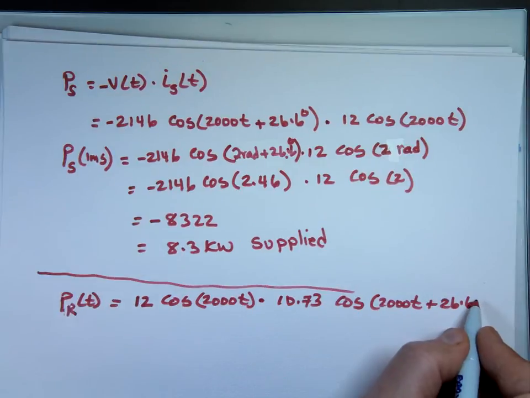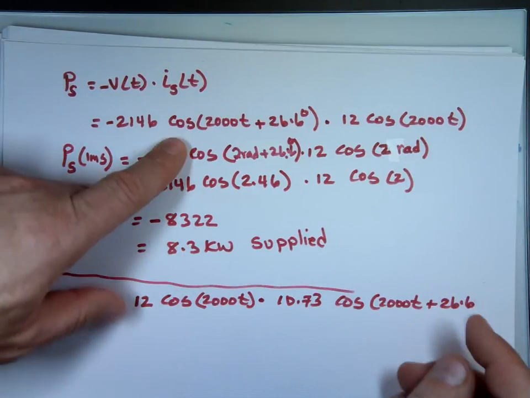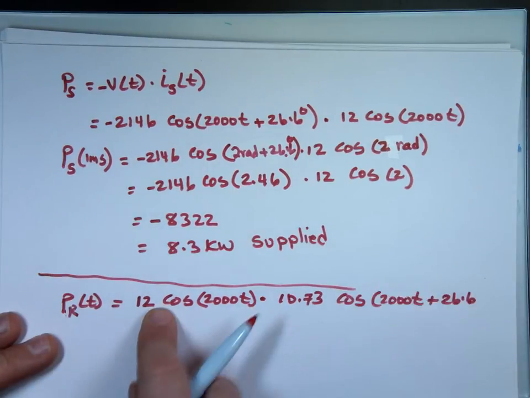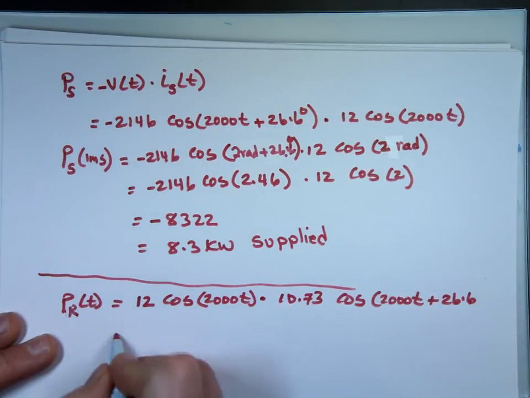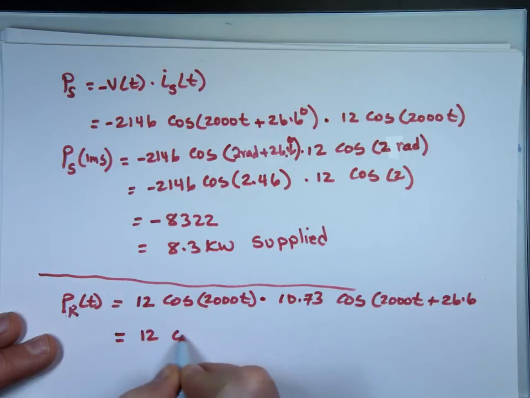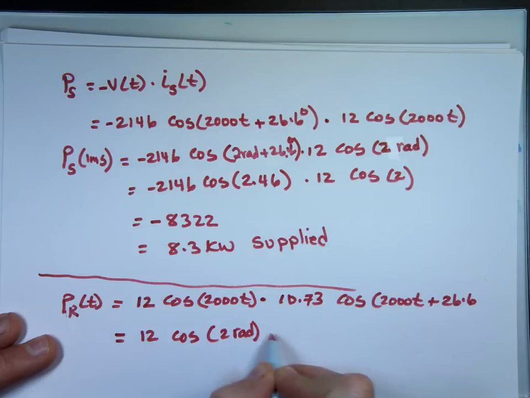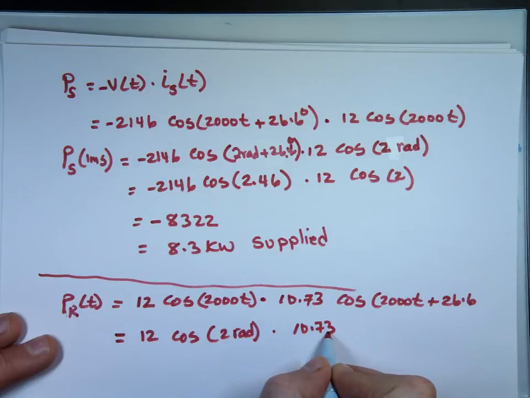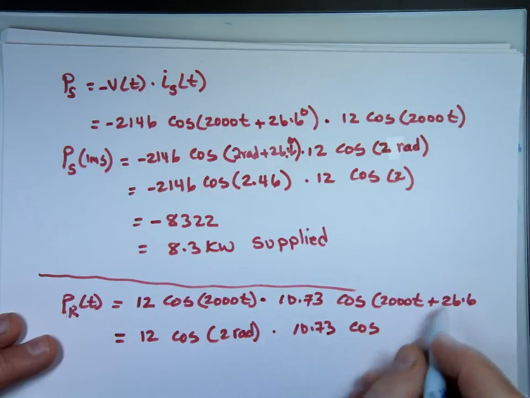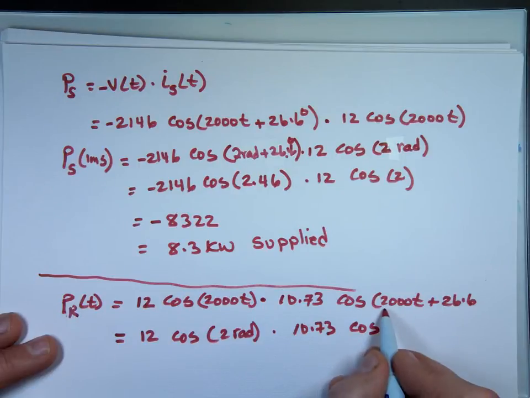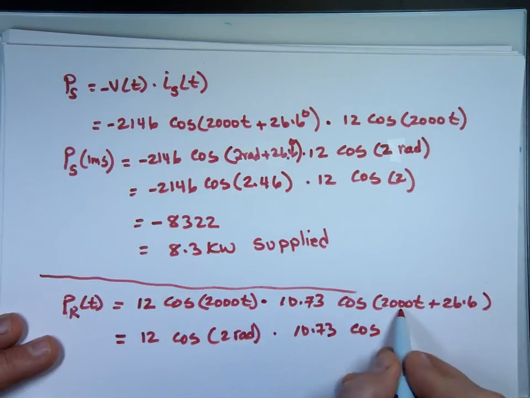Is that the same number I did before? Where was the first one? Is that the same number? No, they're different numbers. That'll be 12 cosine, and this is 2 radian, times 10.73 cosine. What's that? 2 radian, and we figured that number, 2.46.